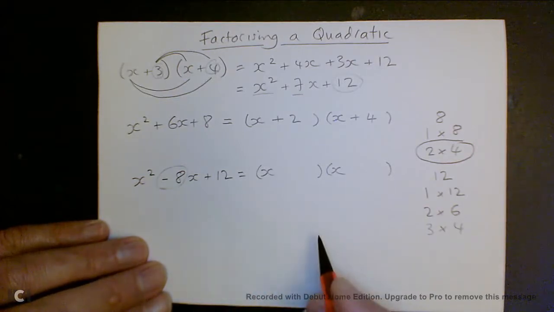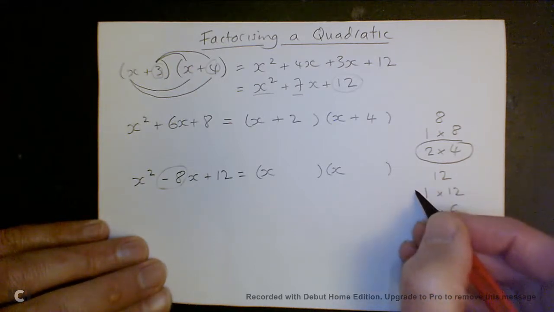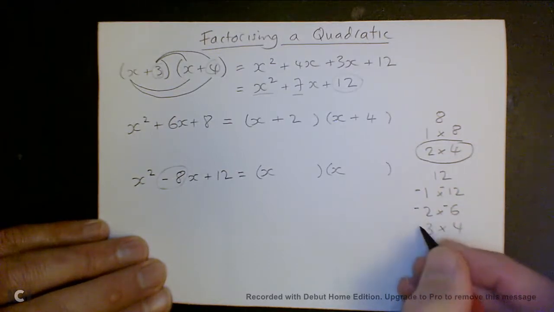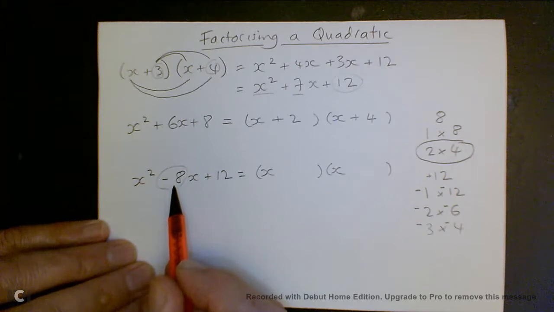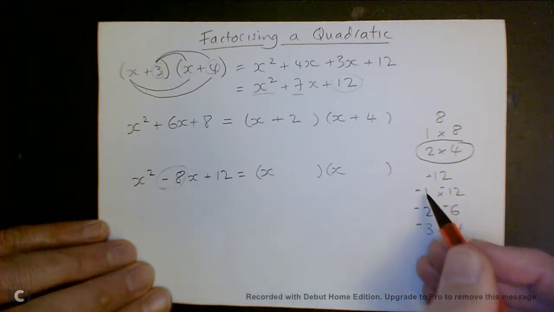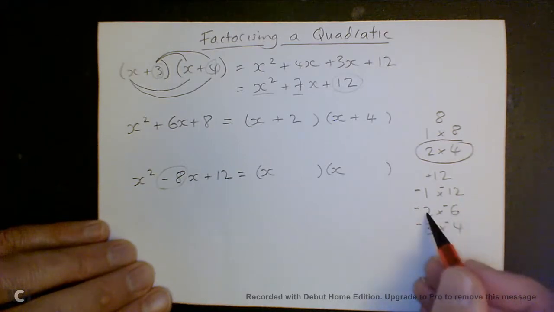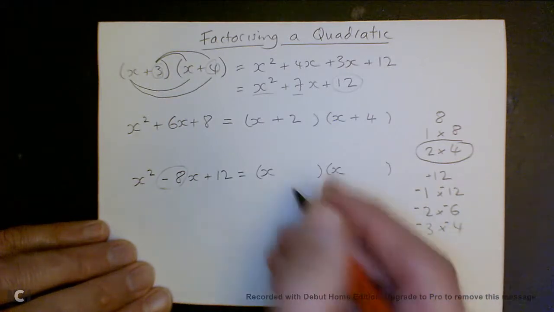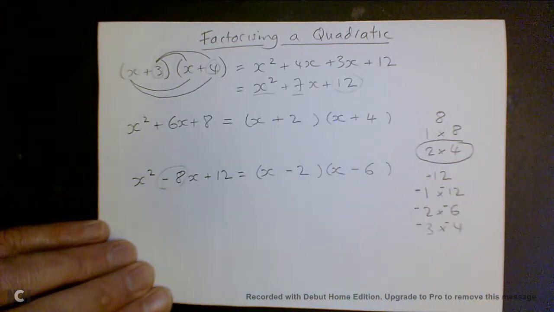That's when I've got to realise that I can get a positive 12 by multiplying negative numbers as well. So I could multiply negative 1 by negative 12, negative 2 by negative 6, and negative 3 by negative 4. They all still give me positive 12. So now can I check, does any pair give me negative 8? If I add these two, I get negative 13. If I add these two, I do get negative 8. Negative 2 add negative 6 is negative 8. So therefore, I can finish my factorisation as follows.